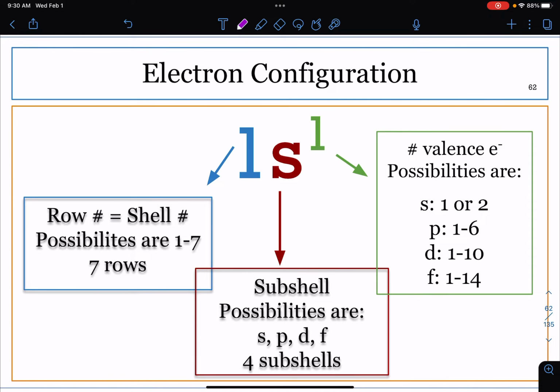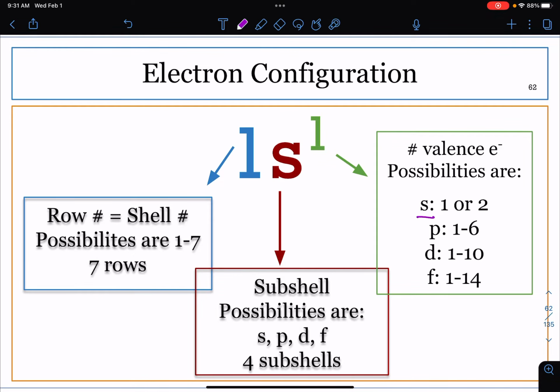This large number here in blue is the number that corresponds to the row number or shell number or energy level, 1 through 7. Then we have a lowercase letter that represents what subshell we are in, with the possibilities of being s, p, d, and f. And then the superscript or exponent number has the number of electrons that are in that subshell. For s, it's either going to be a 1 or a 2. You cannot have more electrons in an s subshell than 2.